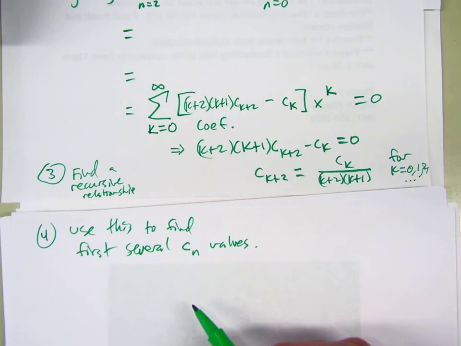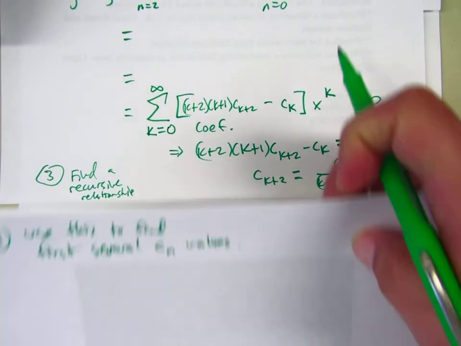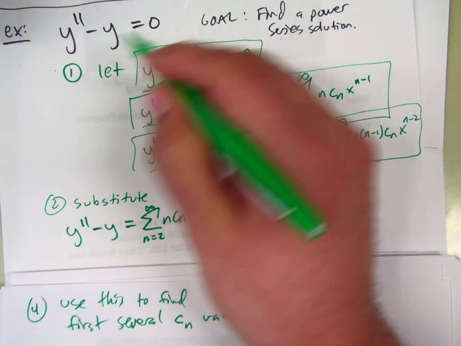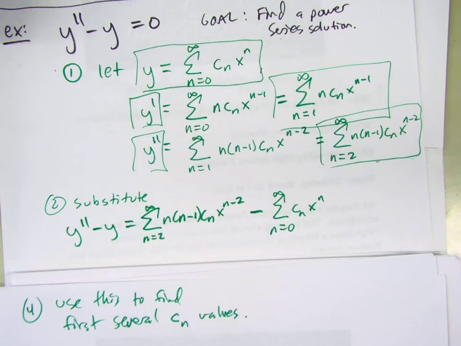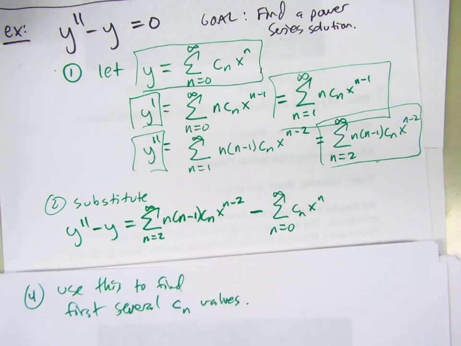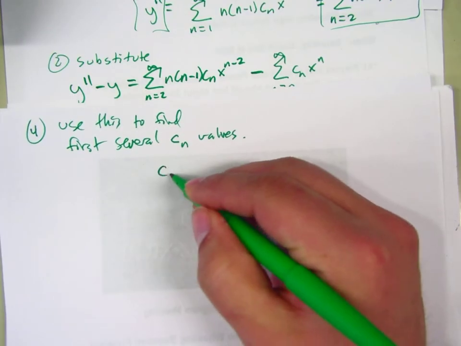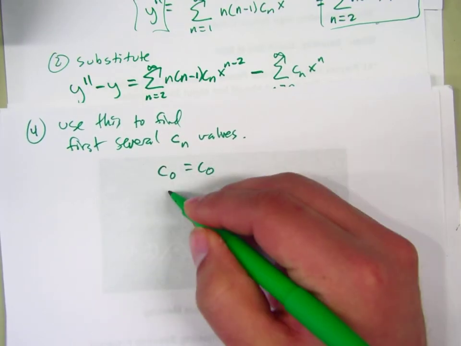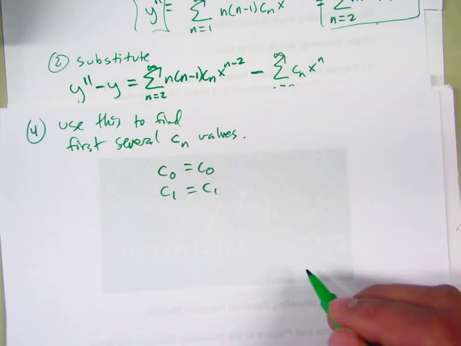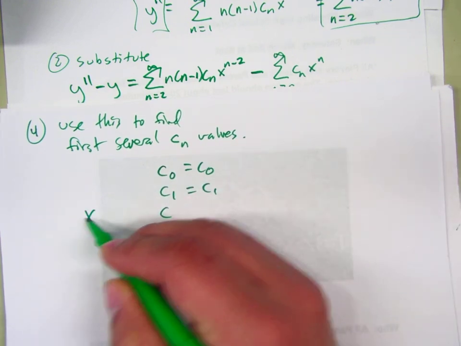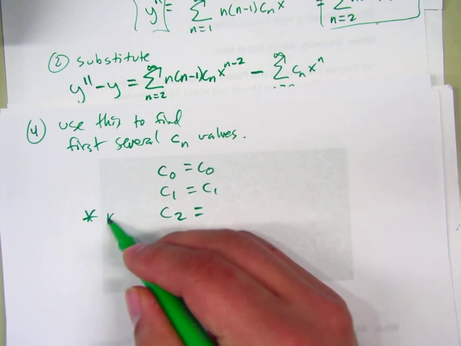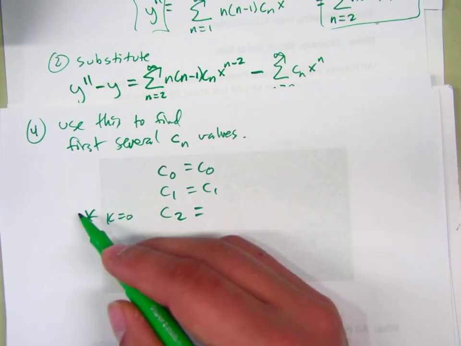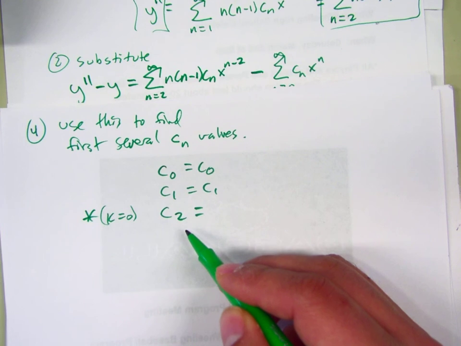So here's what's going to happen. And you guys know this already from experience. This is a second order equation, which means that we're allowed at most how many coefficients? How many constants are there if it's second order? 2, right? So C0 is going to be C0, C1 is going to be C1, and now here's where we start using our relationship, because when k equals 0, that's where we get C sub 2. Does that make sense?